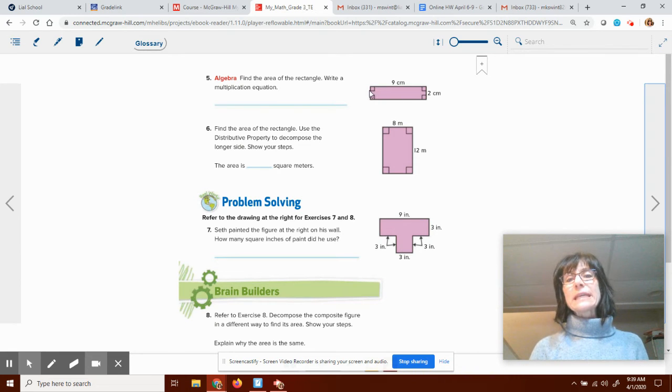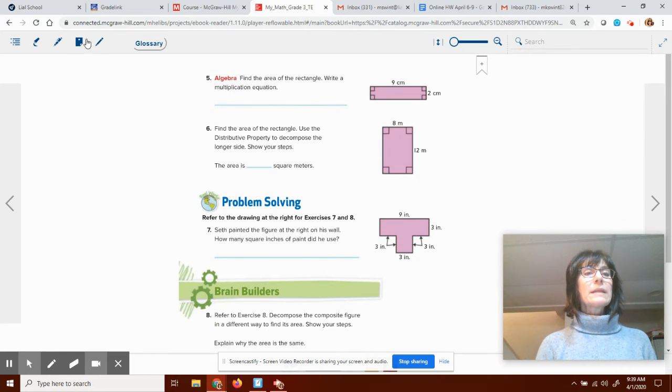When you see a little square in a corner, it means it's a right angle. It means these are perpendicular. It's at a right angle, 90 degrees. We'll talk more about that at another time.